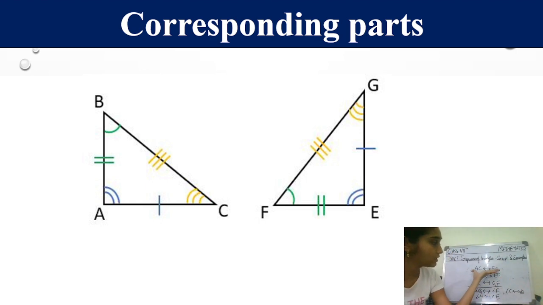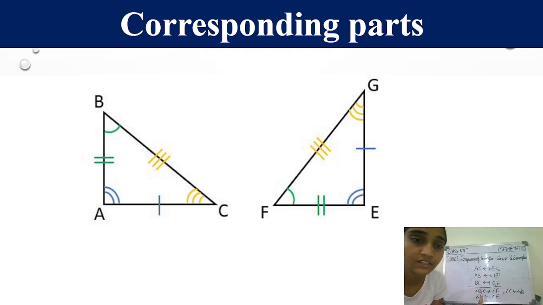So here we have seen that AC side is corresponding to EG, and AB is corresponding to EF. Very good. BC is corresponding to, yes, BC is corresponding to GF, and the angles also.